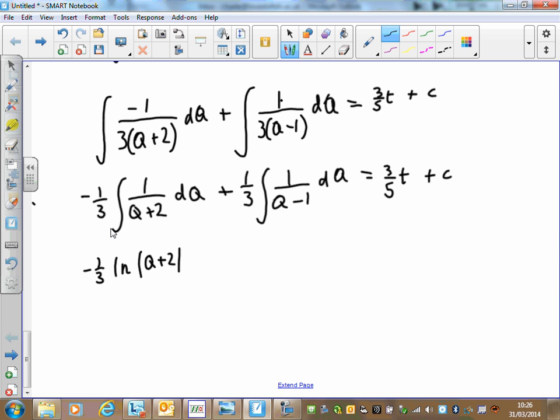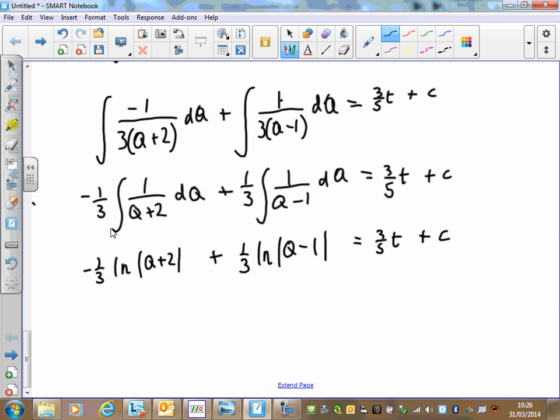To do this, you'd use substitution. Some of you can spot that that's going to equal that, and some of you do it by substitution. That's not a problem. Let u equal q plus 2. Things work out nicely. And actually, we know with this one as well that this becomes ln q minus 1. And that's going to be equal to 3/5 t plus c.